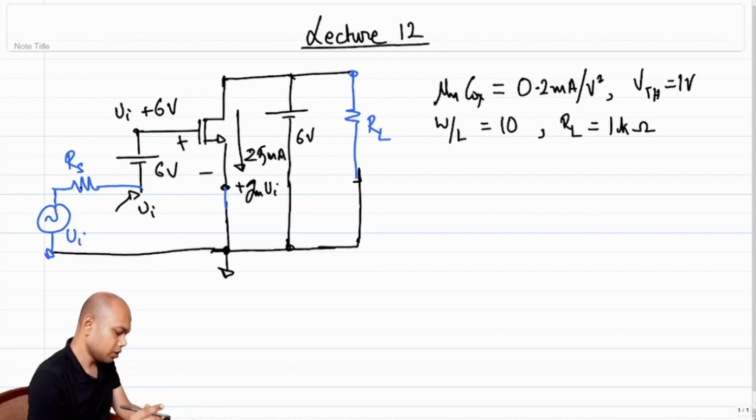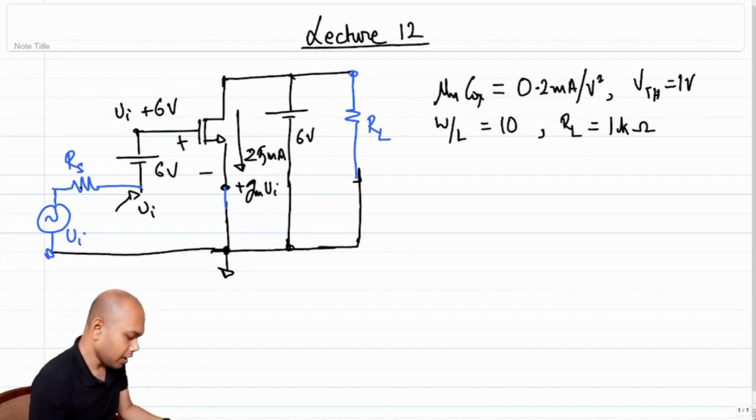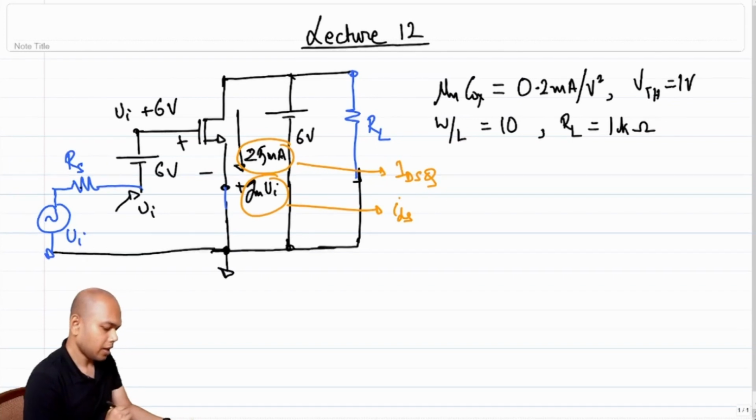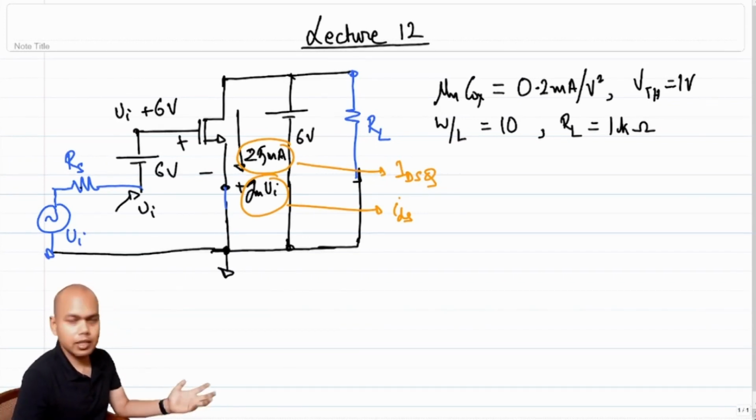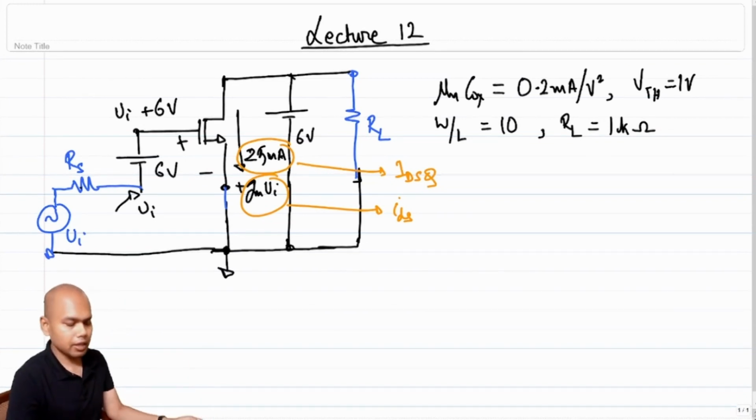Then we saw that if we do this, not only will we have a quiescent current of 25 milliamps, so this is quiescent, this is IDSQ, but also we will have an incremental current IDS, and the total current will be the quiescent plus the small signal incremental.